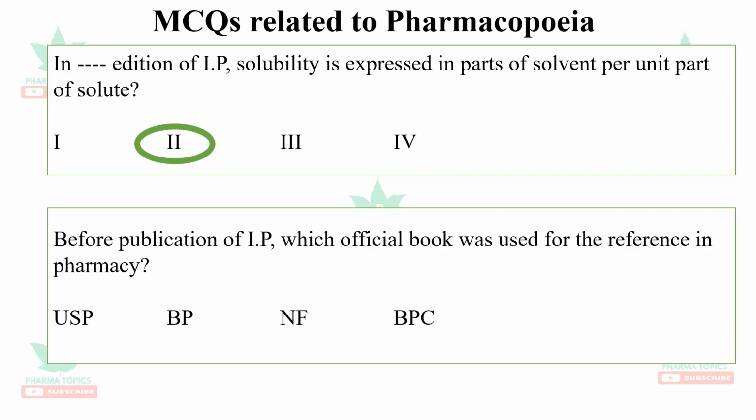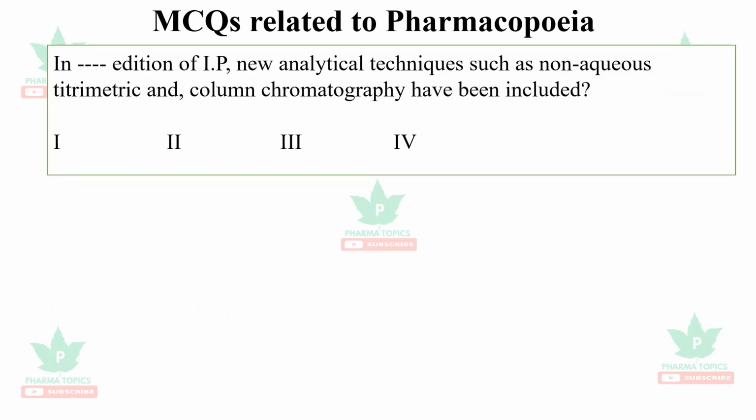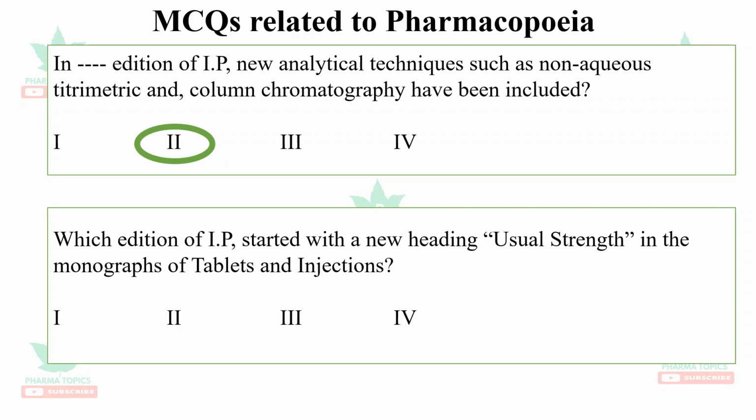Before publication of IP, which book was officially used for reference in pharmacy? It is the British Pharmacopoeia. In dash edition of IP, new analytical techniques such as non-aqueous titrimetric and column chromatography have been included. You are given the options 1, 2, 3 and 4th edition, and it is the second edition. Which edition of IP started with the new heading usual strength in the monographs of tablets and injections? 1, 2, 3, 4 are the options, and it is the second edition. They use the term usual strength.